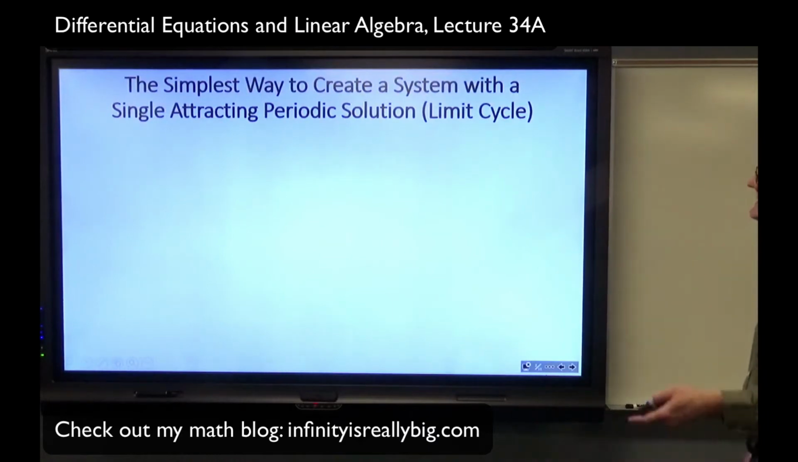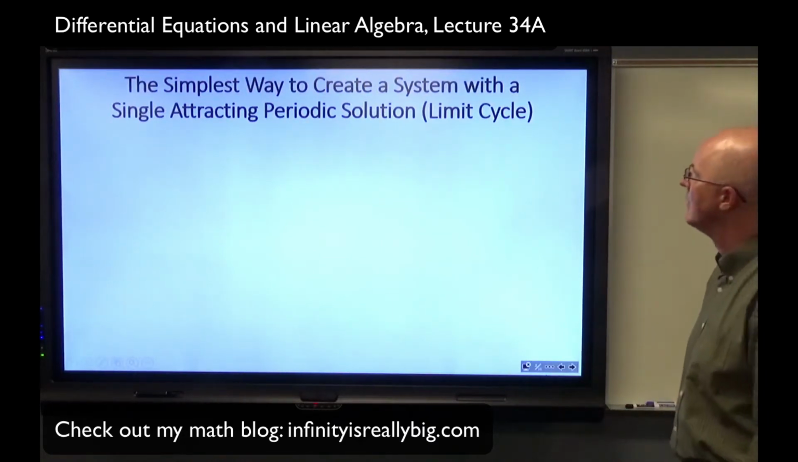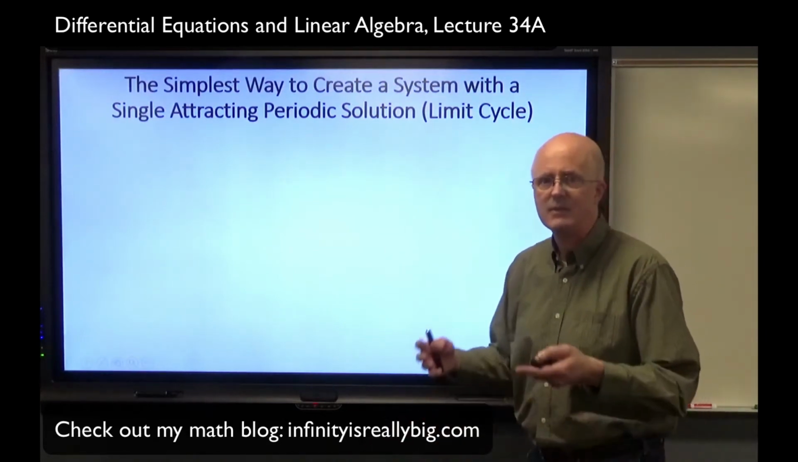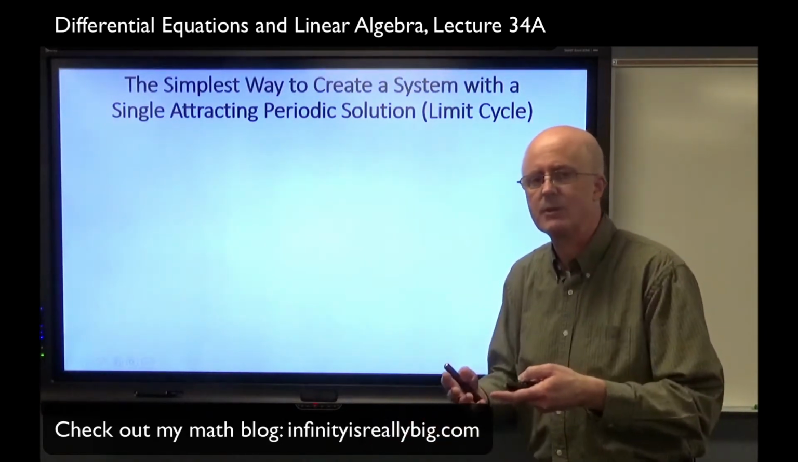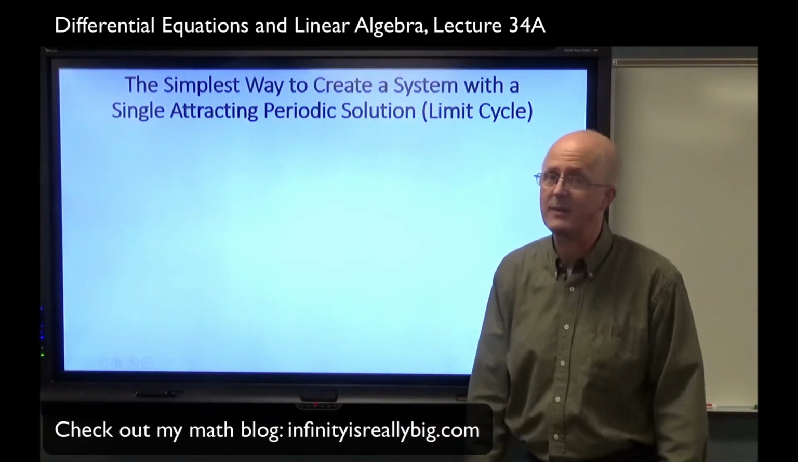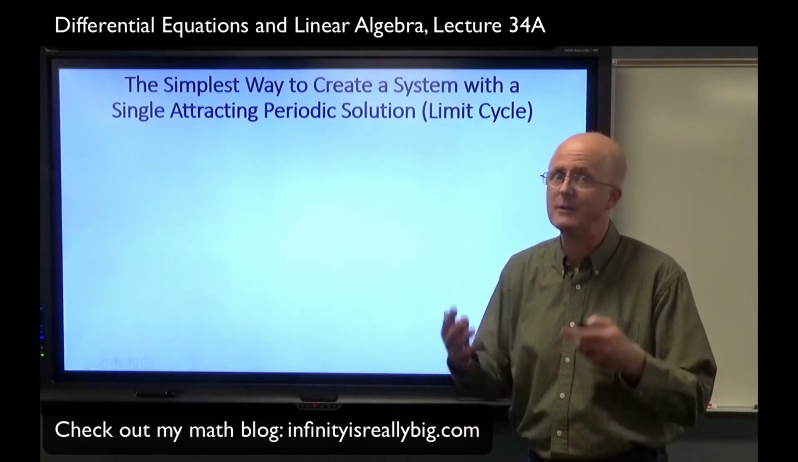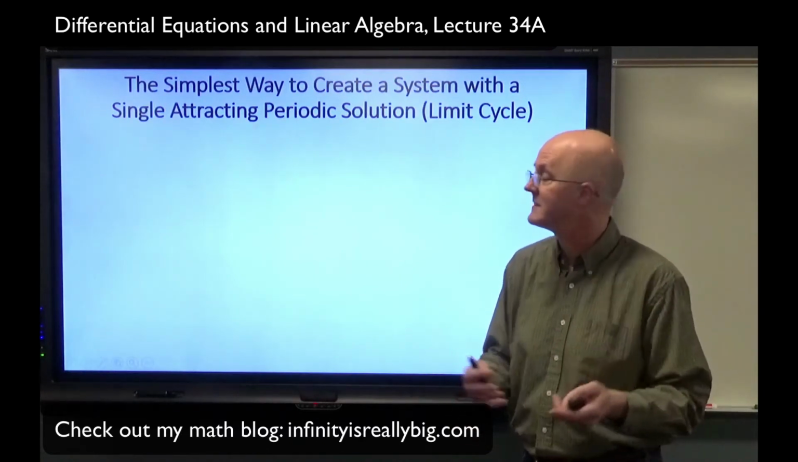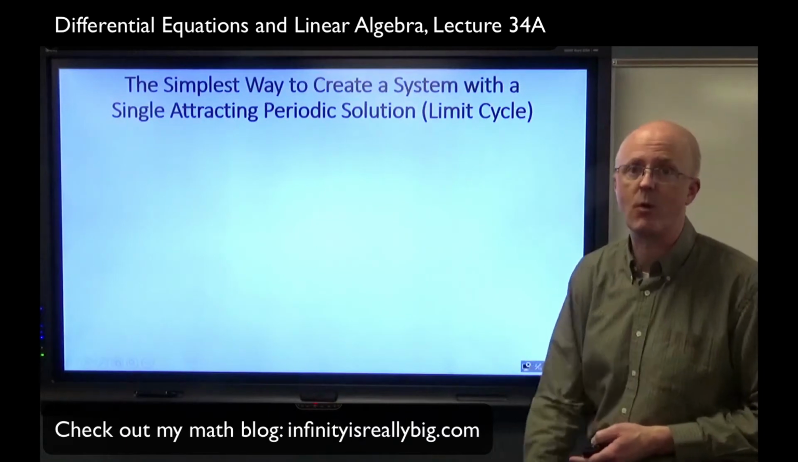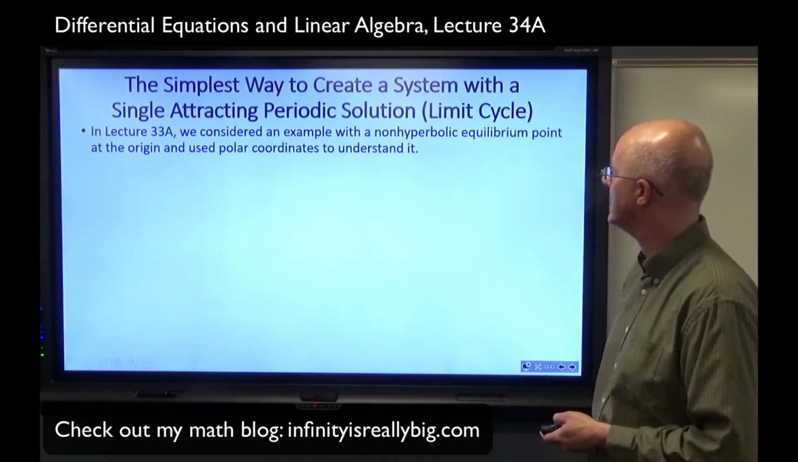All right, so what is the simplest way to create a system with a single attracting periodic solution called a limit cycle? If you try to think about systems of differential equations in x and y in rectangular coordinates, it's really hard to come up with an example. There are examples out there, you can find them, like the Van der Pol system. However, it's definitely hard. It's much easier if you use polar coordinates right out of the gate, and that's what we're going to do here.